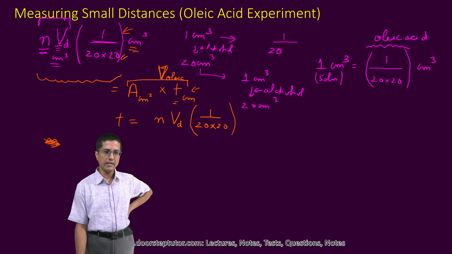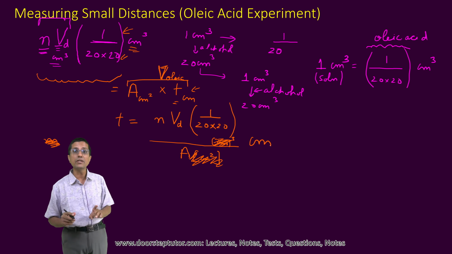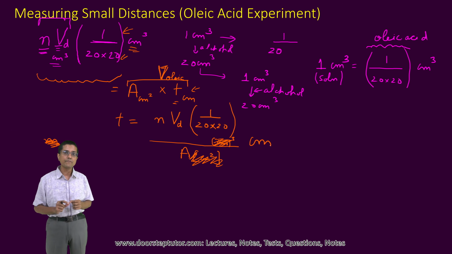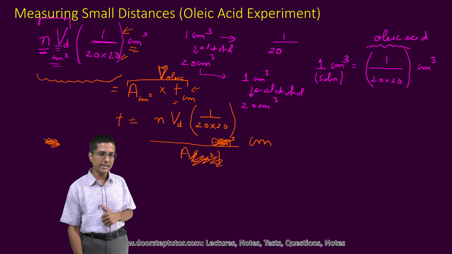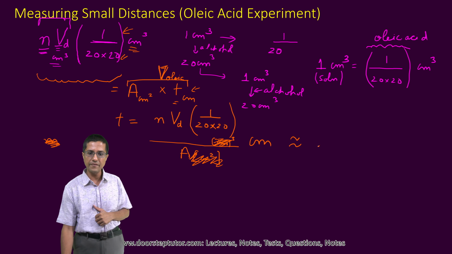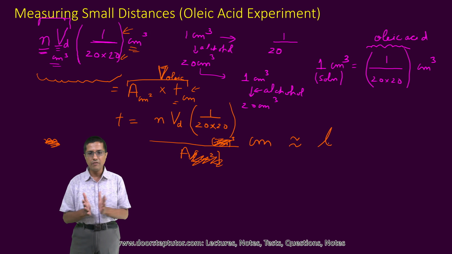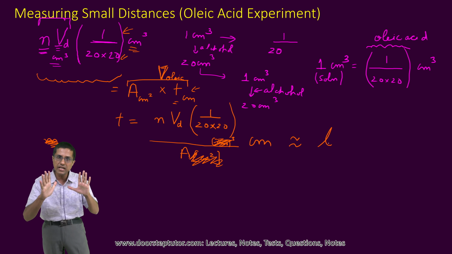And then of course here at the bottom we have the area. This area we have measured in centimeter squared. I already told you that. And this thing that we have measured was in centimeter cube. So centimeter square and cube cancel, and the final thing that comes out is in centimeter. That makes sense, because the thickness of this layer has to be in centimeters, and this thickness is actually equal to the length of the oleic acid molecule. So here we have just devised a method of computing very small lengths.